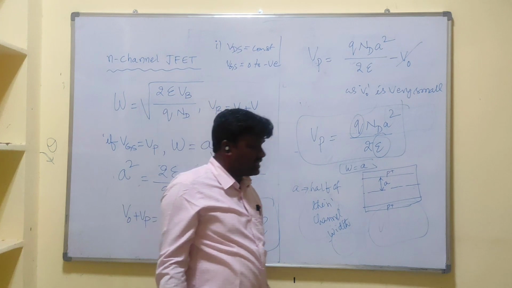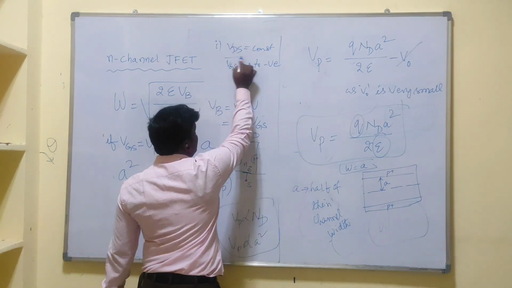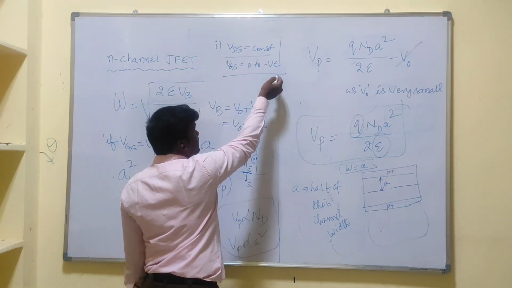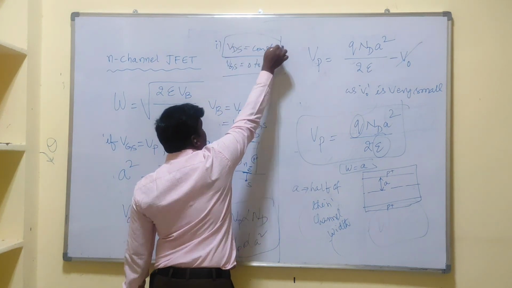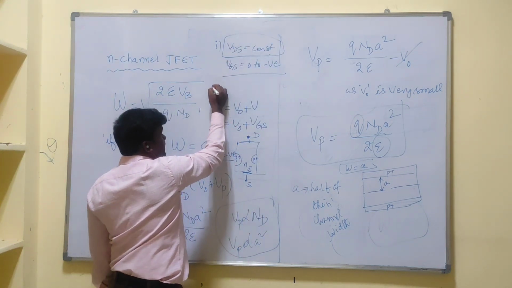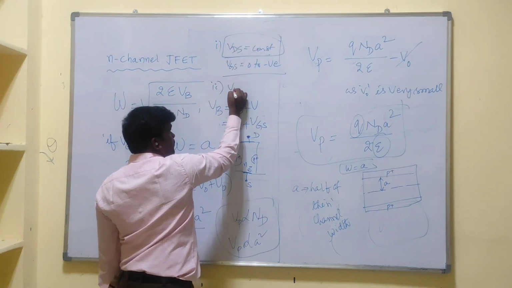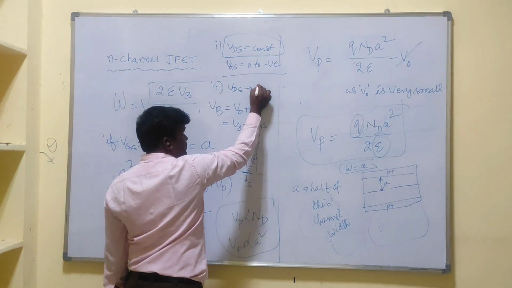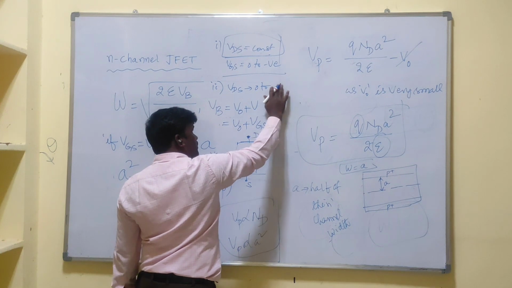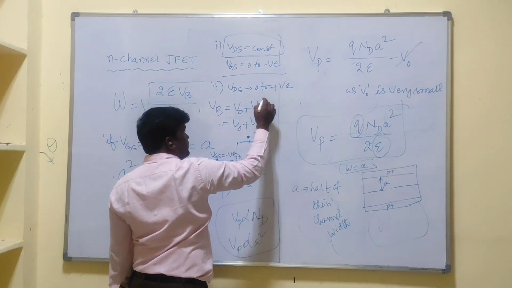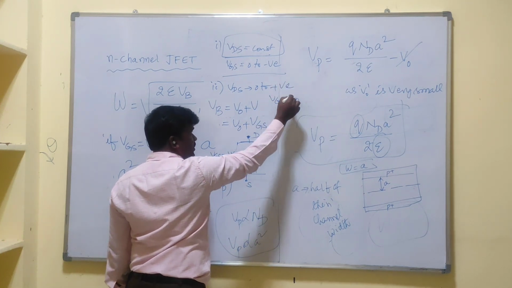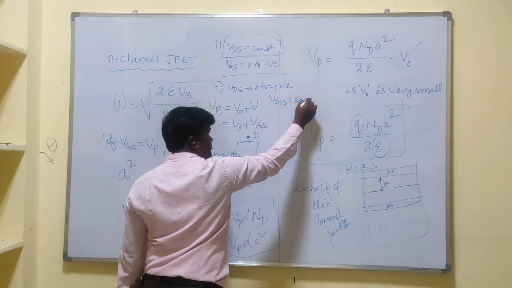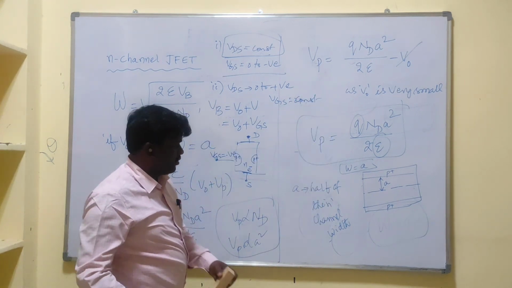What is the second case? Here we consider VGS as constant. VGS is 0 to negative, and now we have to vary this VDS. That is what? Case 2 is what? VDS is variable. VDS is varied from 0 to positive, and VGS is constant. Now we will see the operation.